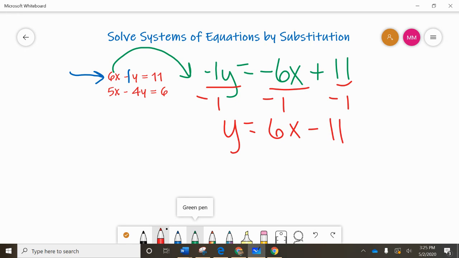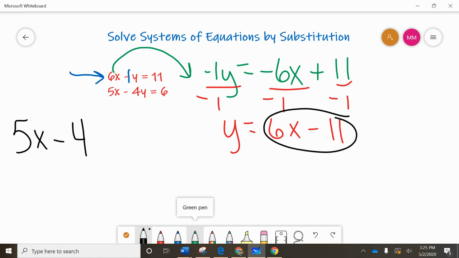We're going to use this equation along with our second equation to solve for x. So to do that, I'm going to replace my y with this 6x minus 11, because we're saying that y is 6x minus 11. It'd be the same as saying y is 8. So instead of writing 4y, I'm going to do 4 parentheses 6x minus 11 equals 6. And now I need to solve for x.